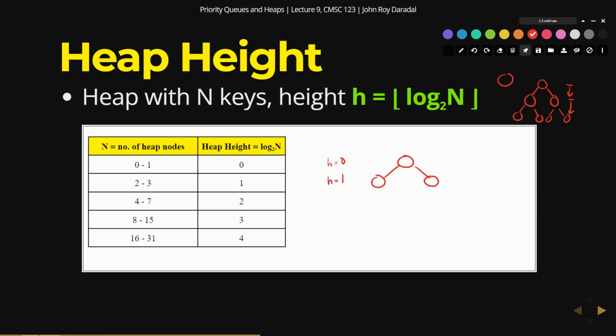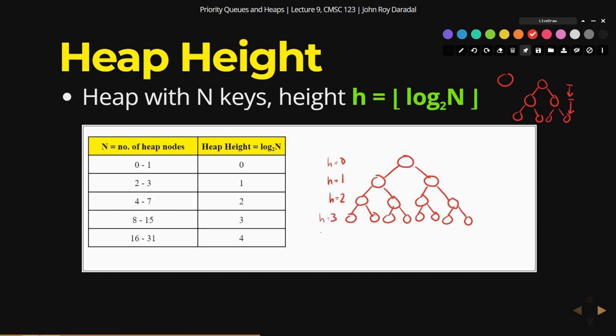So from 2 to 3, height of 1. And then you have 4 to 7. So you already have three nodes, right? So you have 4, 5, 6, and then 7. So all of that will have height of 2. Okay? So even if it's completely filled or not completely filled, the height will still be 2. Right? And then after 7, you have 8 to 15. So you have 8. That's still height 3 already. Right? Because that's the max depth of the tree. 9, 10, 11, 12, 13, 14, and then 15. So that's still height of 3.